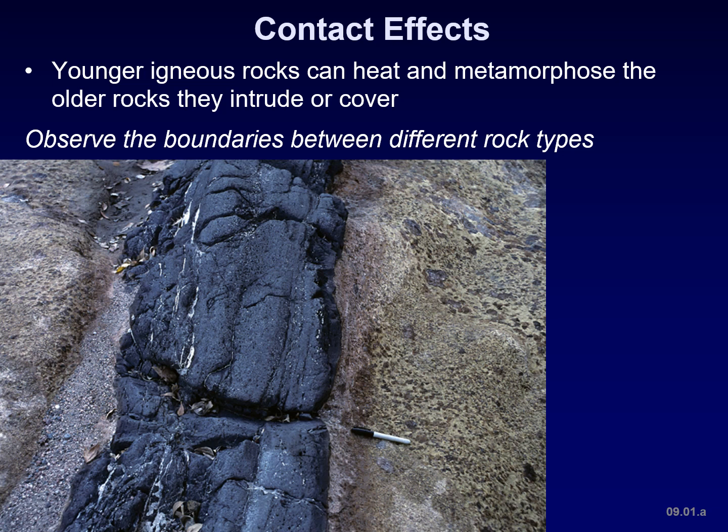Then we can also have contact effects. So younger igneous rocks can heat up and metamorphose older rocks that they intrude into or cover in the case of an eruption. And you can observe the boundaries between different rock types. So here we've got this country rock here. I'm not sure exactly what it is. Maybe it's a granite, but it's quite possible it could be some kind of a sedimentary rock too.